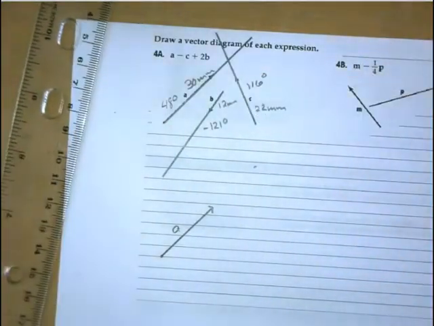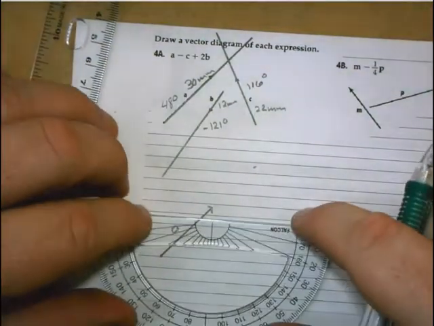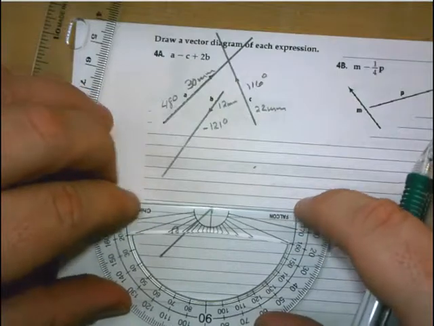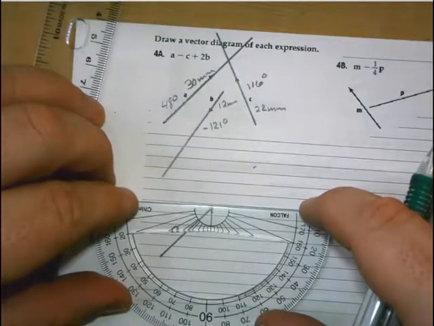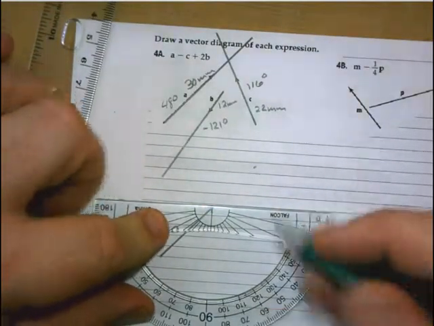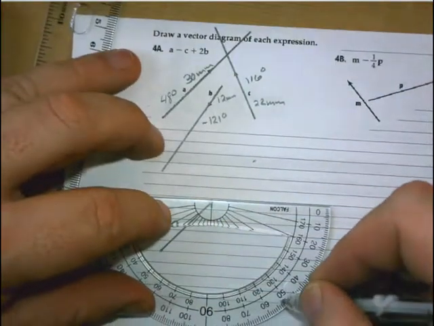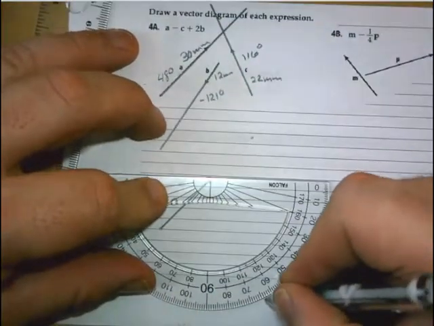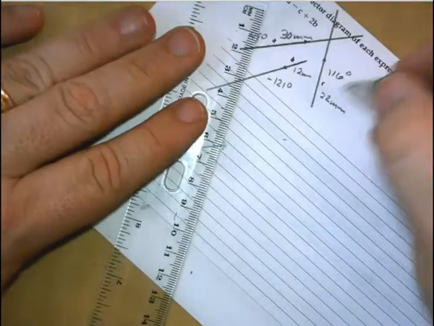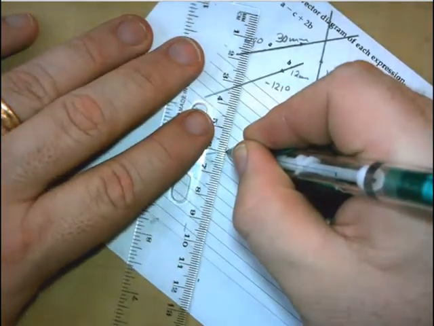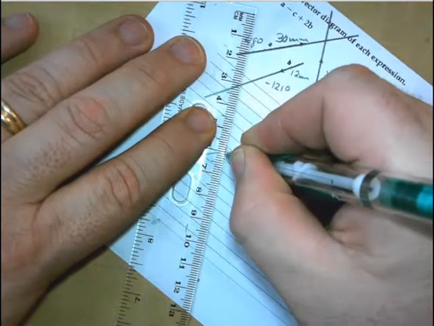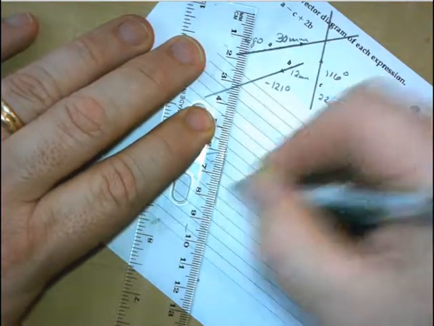So I want to go in the opposite direction, and we'll go 22 millimeters. So let's get the opposite direction. And it was 116 degrees from the positive. So let's go 116 from the negative, which is about right there. And we have to go 22 millimeters. So there's 10, 20, and 2.